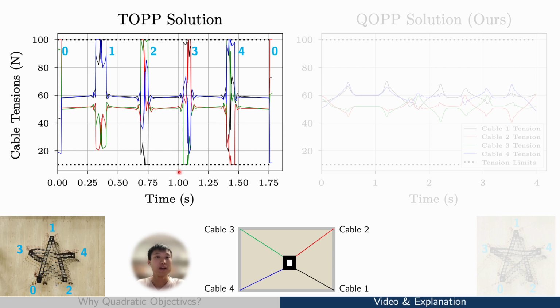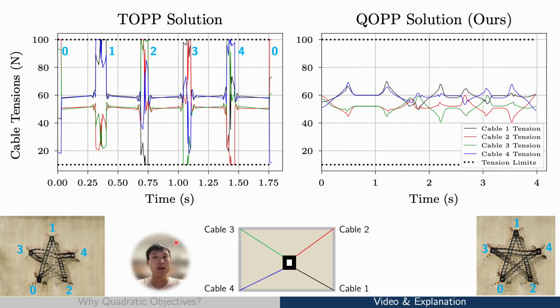As a result, the end effector is unable to fully arrest its motion and continues with an upward trajectory on the following edge. Contrast this with the quadratic objective solution on the right, which balances both the speed and the margins to the tension limits. As a result, all the cables have plenty of margin for the closed-loop controller to compensate for friction and other non-idealities.